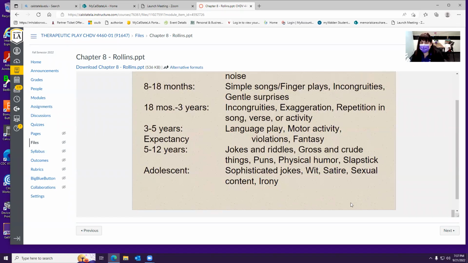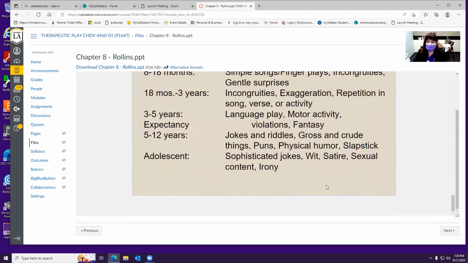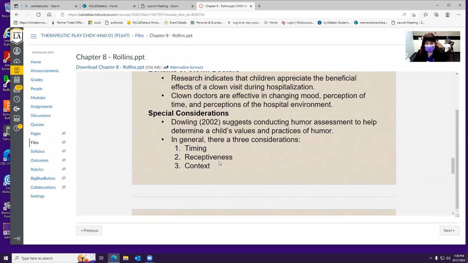A great joke that I tell to school-age kiddos, usually between 8 and 12. Why did the Irish woman put only 239 beans in her stew? Because if she added one more, it'd be too farty. And school-age kids just think that's hysterical. Adolescents love sophisticated jokes, wit, satire, sexual content, irony, things like that. So that is the humor piece.